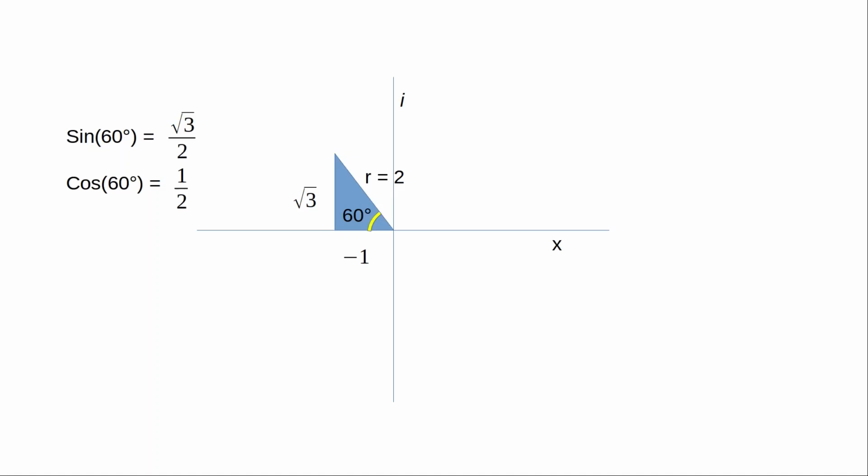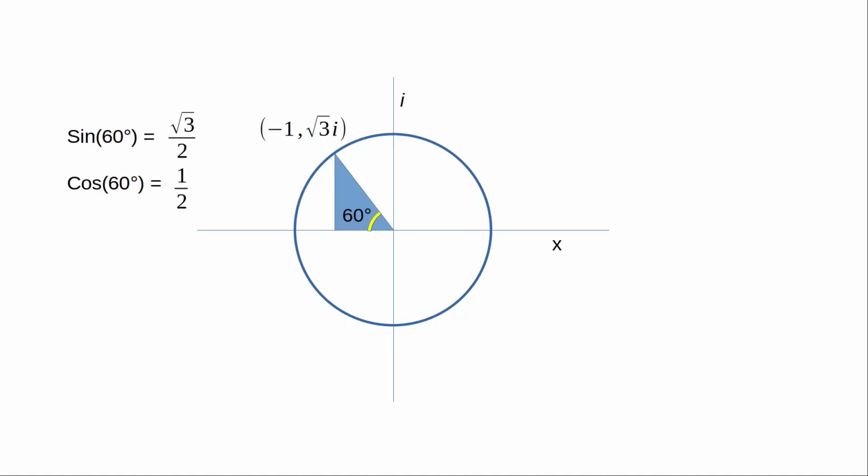So our triangle has a hypotenuse value of 2, it has an x value of -1, and an imaginary value of radical 3. And so those are the coordinates of our point, which again, remember, is a point on the circle that represents a complex value that has a radius of 2. So our point then becomes -1 + radical 3i. So that's the first complex root of the cube root of 8.